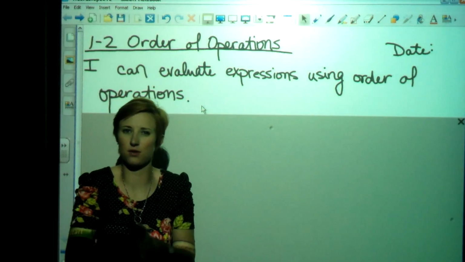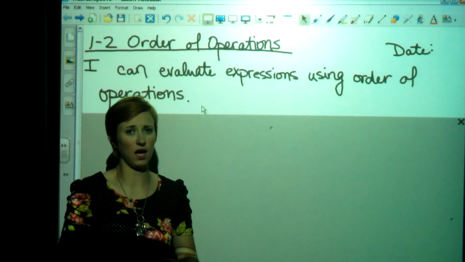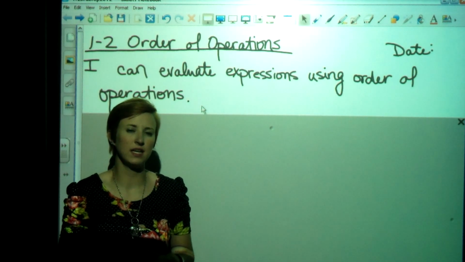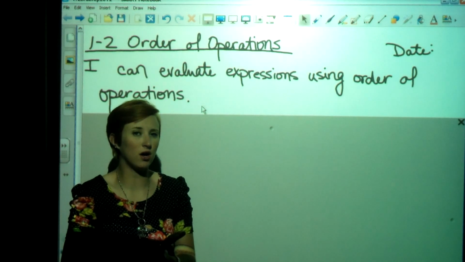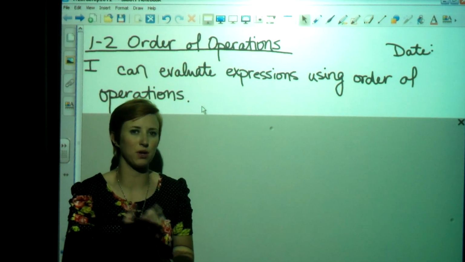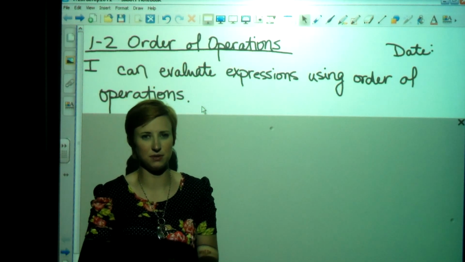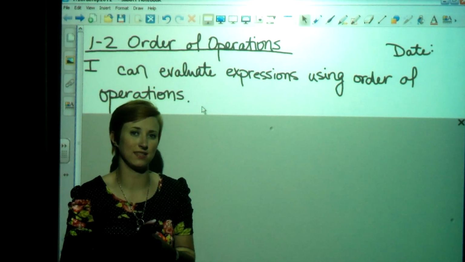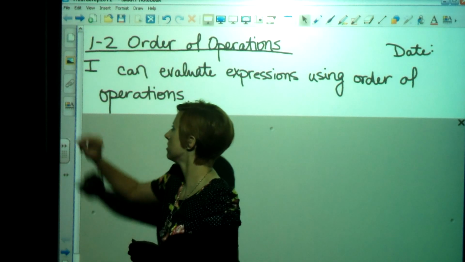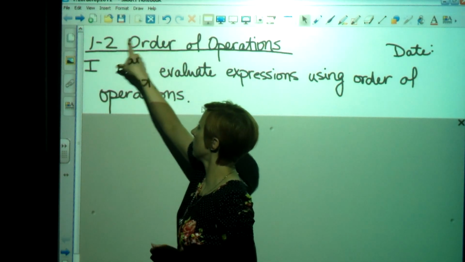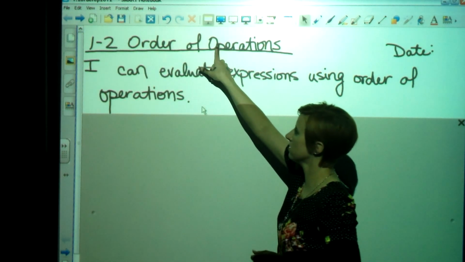Please remember throughout the course of the lesson, take your time, move at your own pace. If you don't understand something or if I move too fast, pause, stop, rewind, or rewatch the video as much as you need. This is our second lesson. So it's still chapter 1, lesson 2. So we have 1-2, order of operations.